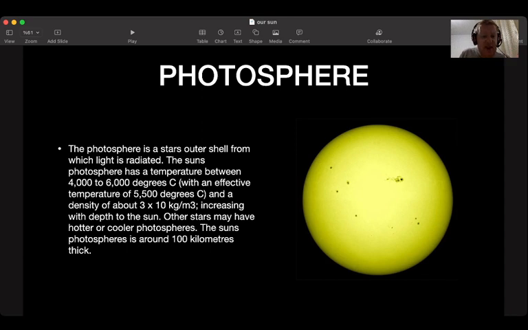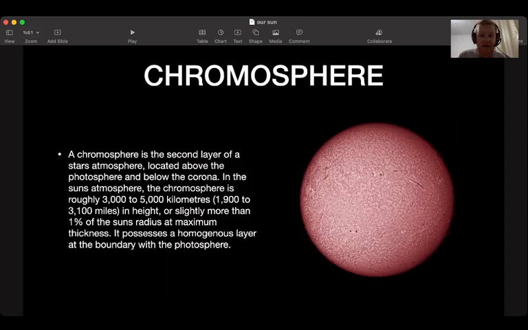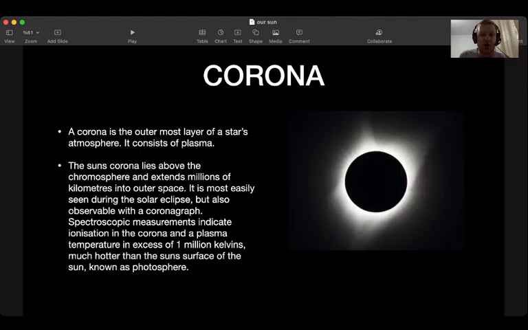Temperature increases with the depth of the sun. Other stars may have hotter or cooler photospheres. The sun's photosphere is around 100 kilometers thick. So this is the bottommost part of the sun's surface, the photosphere. In the middle we have the chromosphere, and on the top the corona.